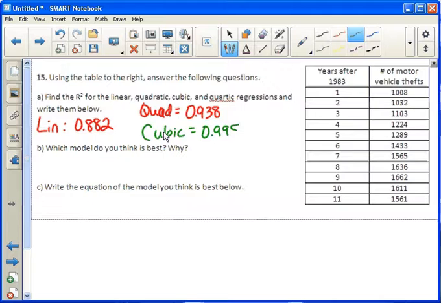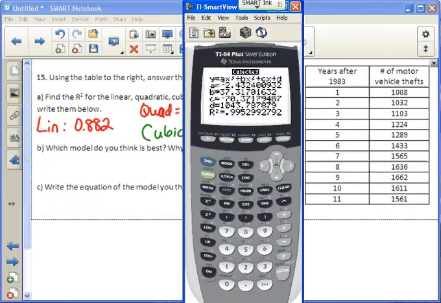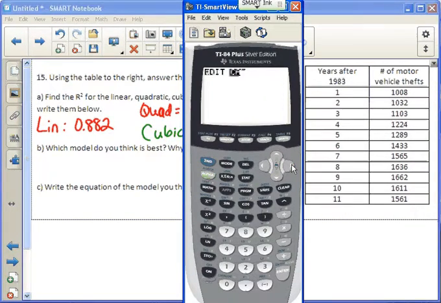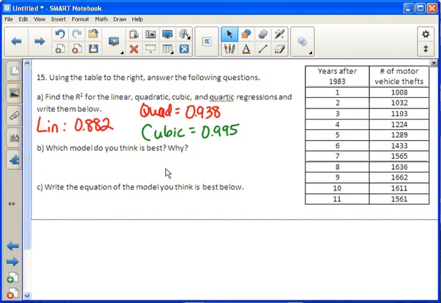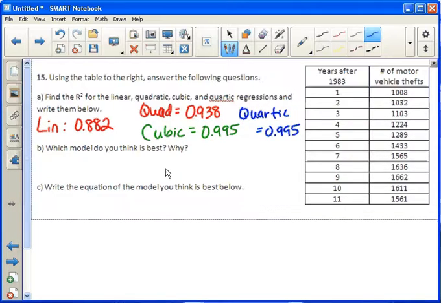Stat, Calc, quartic is 7. And this r squared, have to move down 1, is 0.995 also. If they're both that similar, I would absolutely accept either one. So cubic or quartic. You can give me either one. So which model do you think is best? Well, you could pick either one. For this particular problem, I'd accept either one.